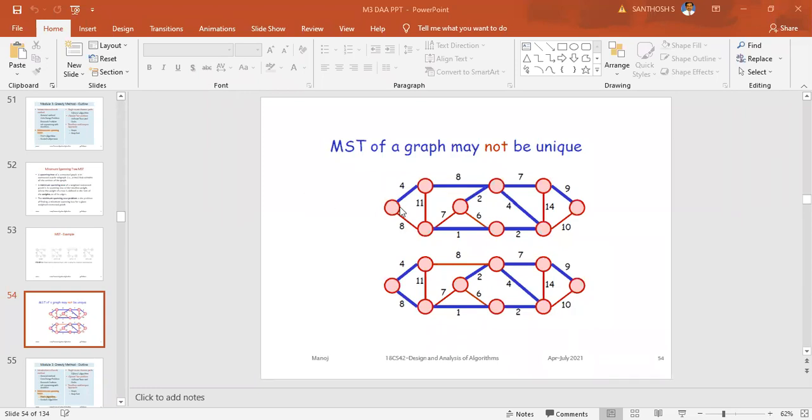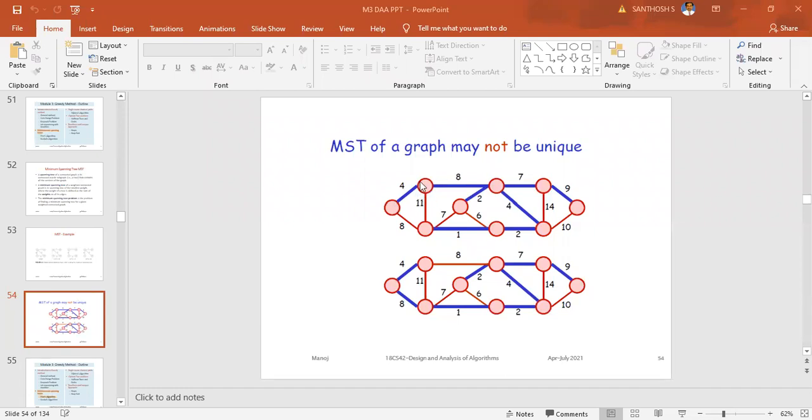From node 1, you have to travel with all the nodes and find which is the minimum edge. From node 1, this one is going at 4, this one is 8. Which is the shortest one? 4. That's why I marked this one with a blue line, because the path is selected.